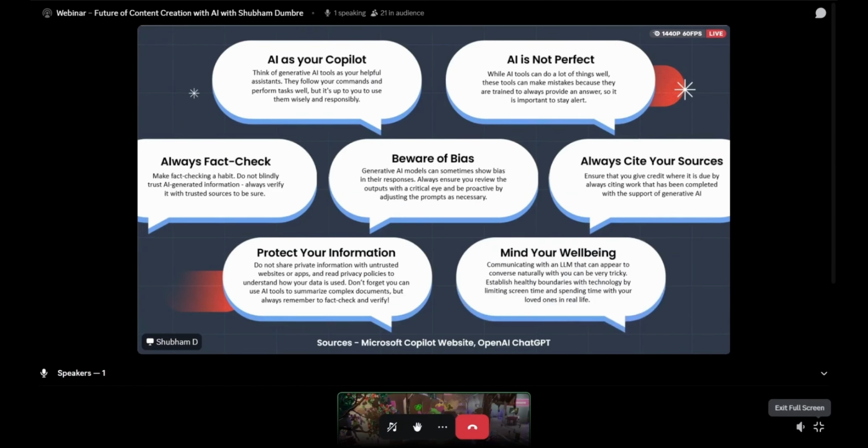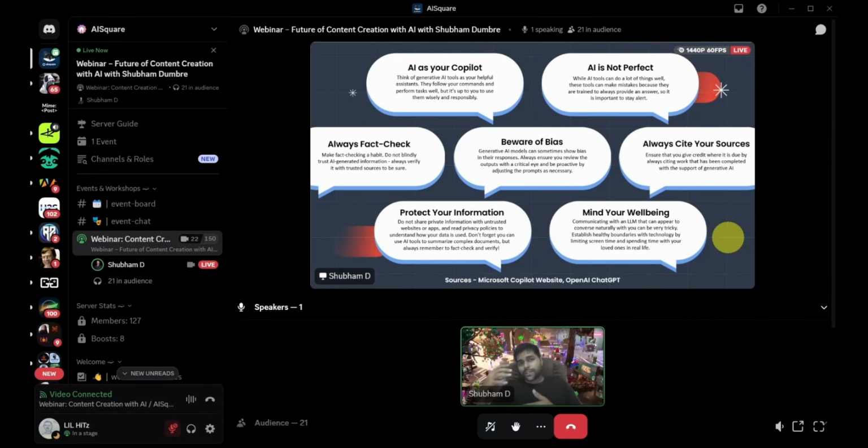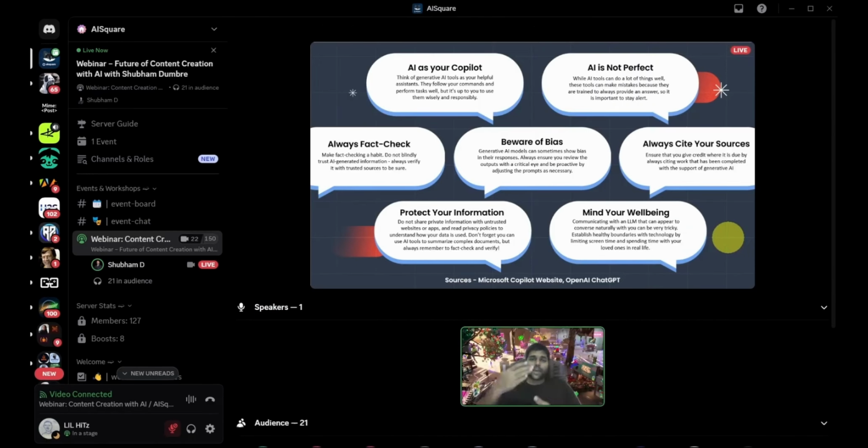And yes, mind your well-being. Most important thing. Many people nowadays are getting too attached to these AI models, and AI, of course, can be very persuasive and too friendly. So it is important to have a boundary line in between, or else humans will be completely dependent on AI for everything. That shouldn't be the case.